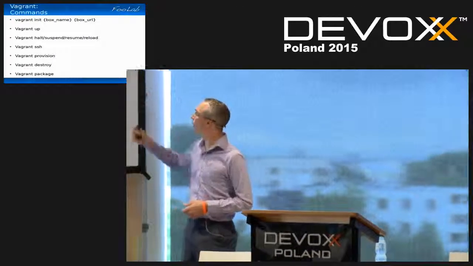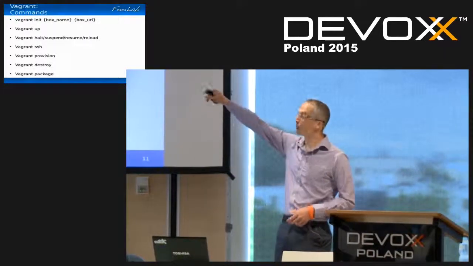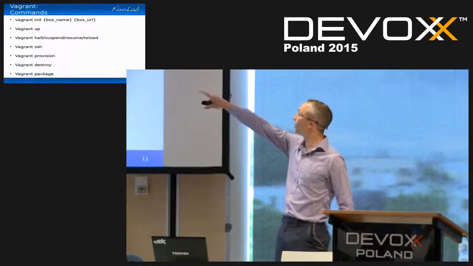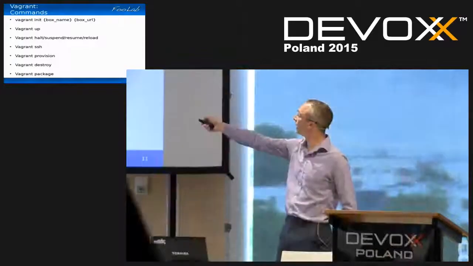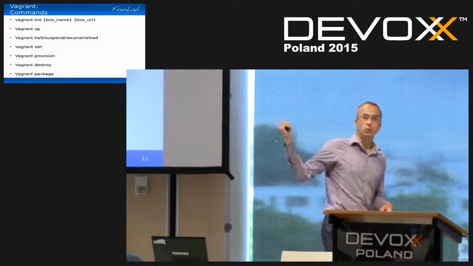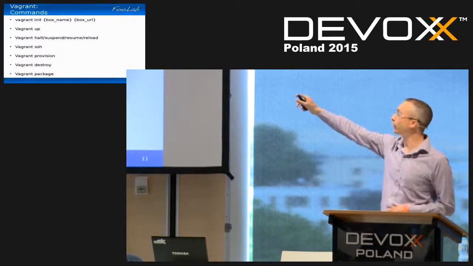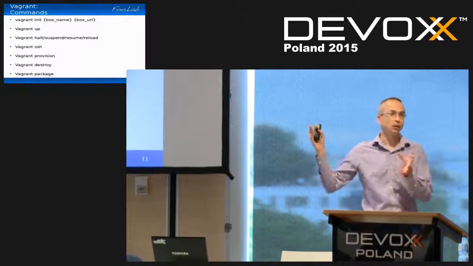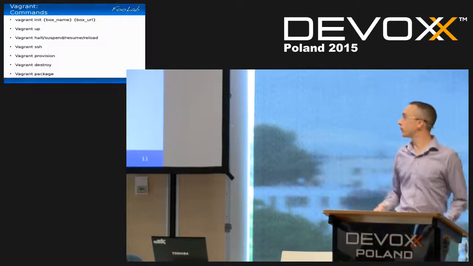So here are a couple commands for Vagrant. Just to get started, we run vagrant init, the name of the box and the URL. This will create a Vagrantfile that we'll show you a bit later. And then right after, we just run vagrant up. This will download the box and boot up the virtual machine.